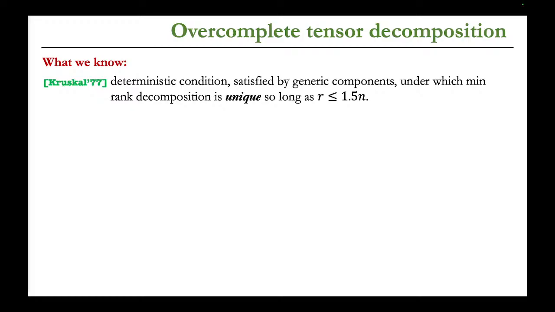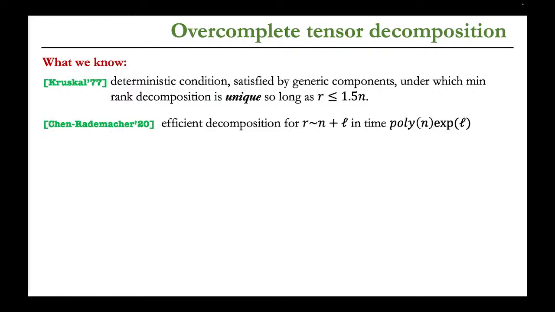So by the way, this condition is not efficiently checkable. And certainly we don't know any decomposition algorithm that goes from this condition, but let me tell you what else happens. So you can ask, can you go to Kruskal, or can you at least do anything for tensor decomposition in the overcomplete regime? For the longest time we knew nothing. Then I guess 6 years ago, Chen and Rademacher showed that we can do something. So if you have rank n plus L generic components, then you have a poly n exponential in L time algorithm to compute such a decomposition.